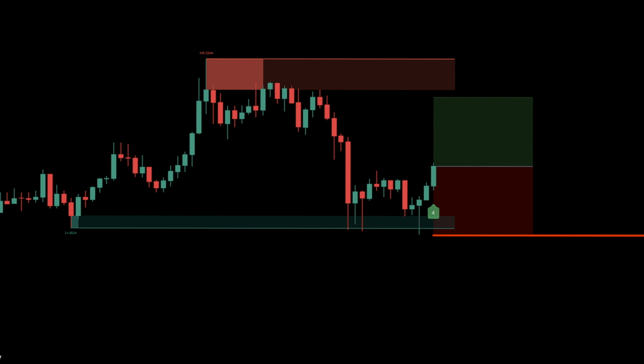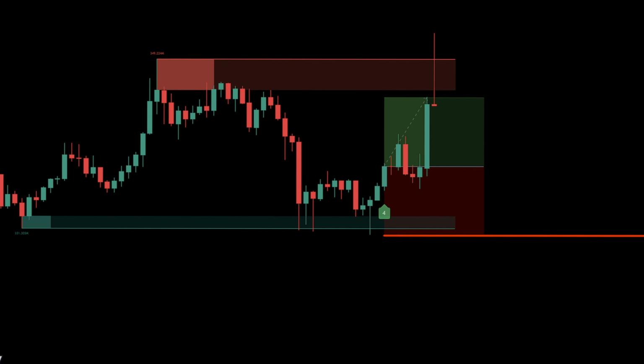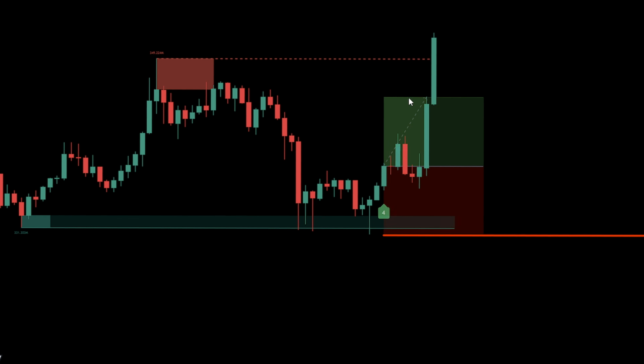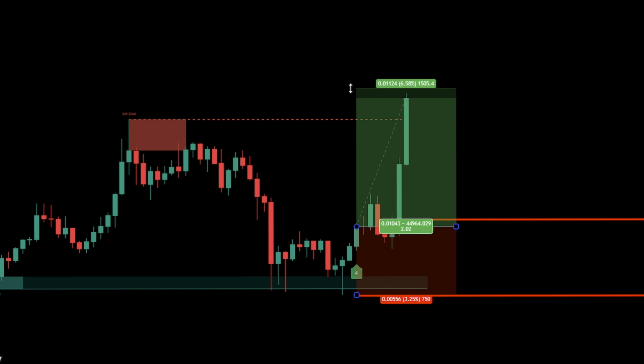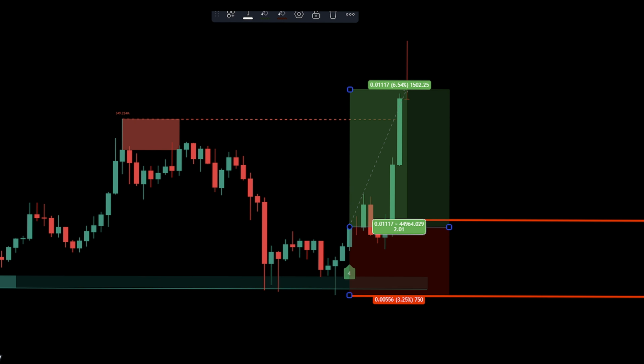For taking profits, we follow the same 3-step approach. The first target is a 1-to-1 risk-reward ratio. Once this level is reached, we close half of the position and move the stop loss slightly above the entry to secure the trade. For the second target, we wait until the price reaches a 1-to-2 risk-reward ratio.